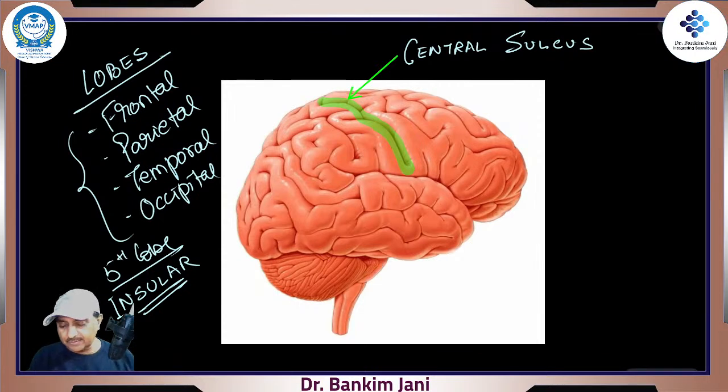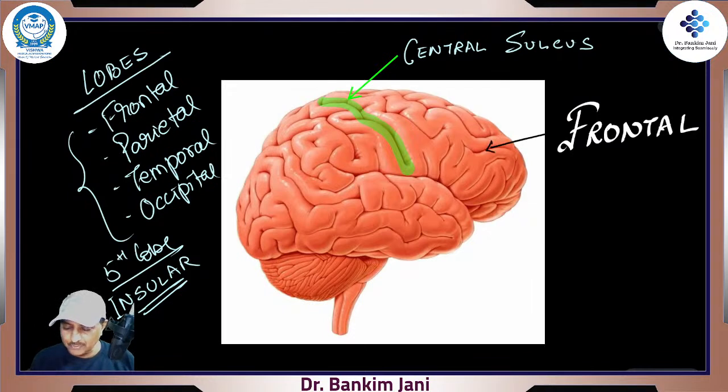And this central sulcus, everything in front of it is nothing but the frontal lobe. That's the frontal lobe over here. So first we are focusing on the frontal lobe. Then obviously this one would be the temporal, then this one would be the parietal, this one would be the occipital.